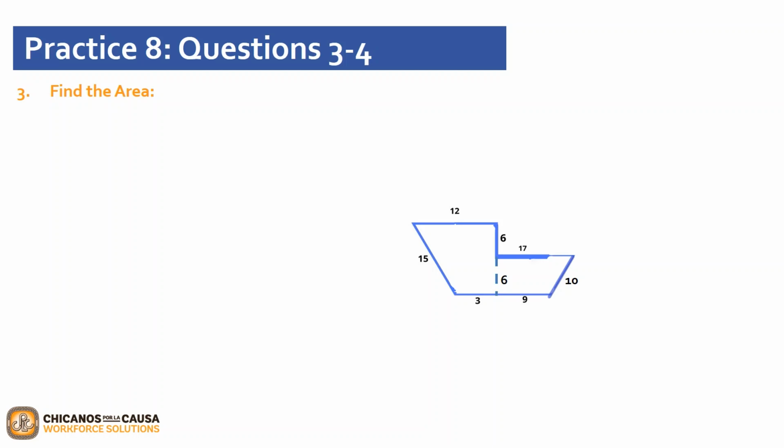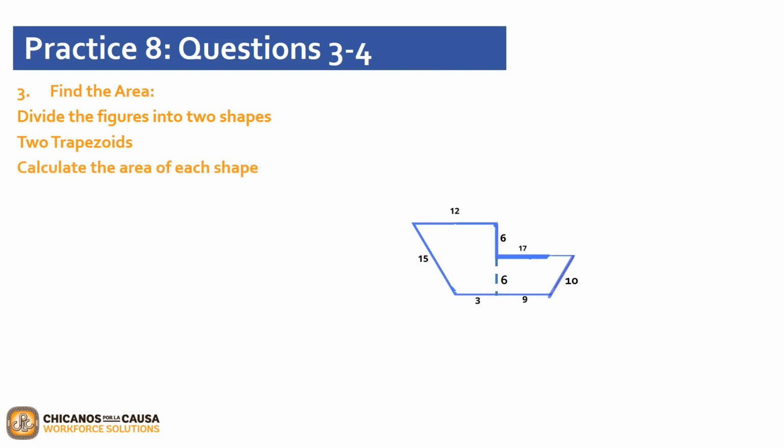So in order to find the area of this figure, we have to divide the figure first into two shapes. In this case, we have two trapezoids. If you can see my dotted line right where the number 6 is, that's where we are going to split both shapes, and we come out with two different trapezoids.